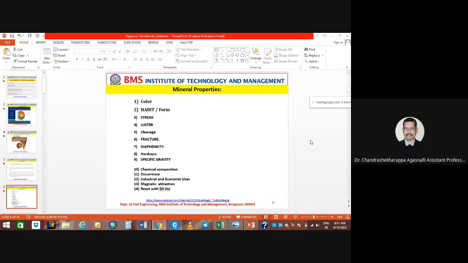And diaphaneity. What is the special character of diaphaneity? Diaphaneity is the ability of transmitting light through a particular mineral. For example, quartz. Rosy quartz partially transmits the light. Milky white transmits 100% of the light.